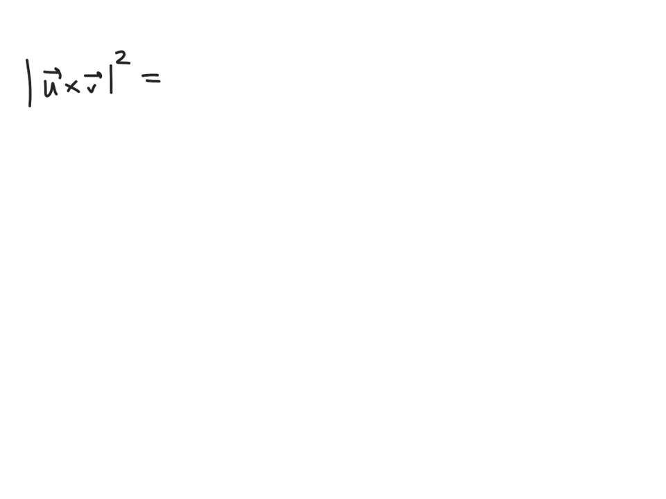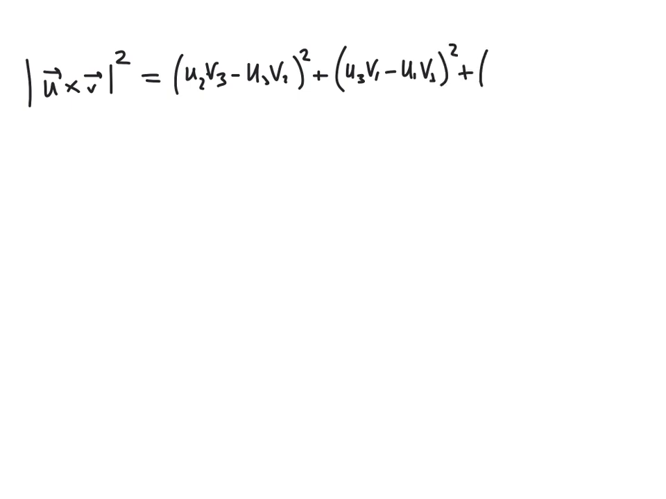If we do that, we should get (u2 v3 minus u3 v2) squared plus (u3 v1 minus u1 v3) squared plus (u1 v2 minus u2 v1) squared. If I take the square root of that right-hand side, that is the magnitude of u cross v. So I have the square to get rid of the square root. Now we're just going to expand out all of these binomials squared.